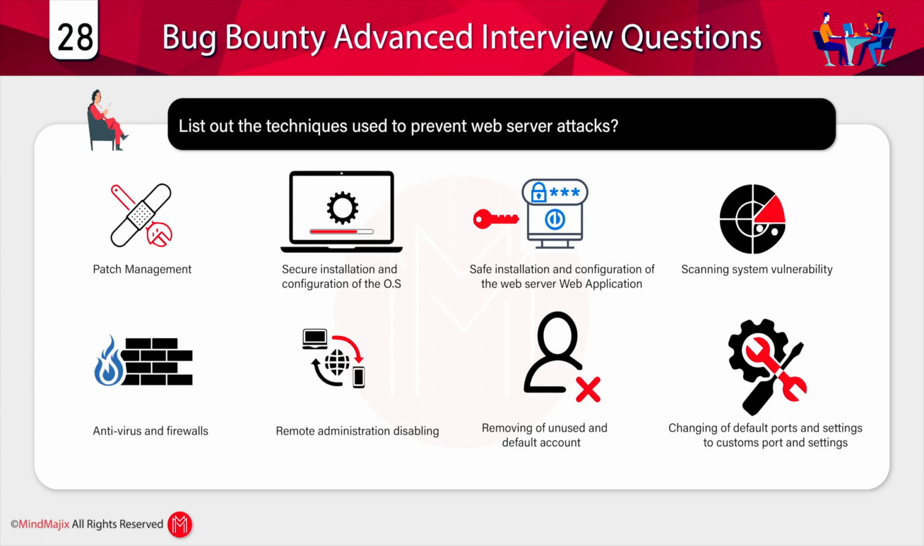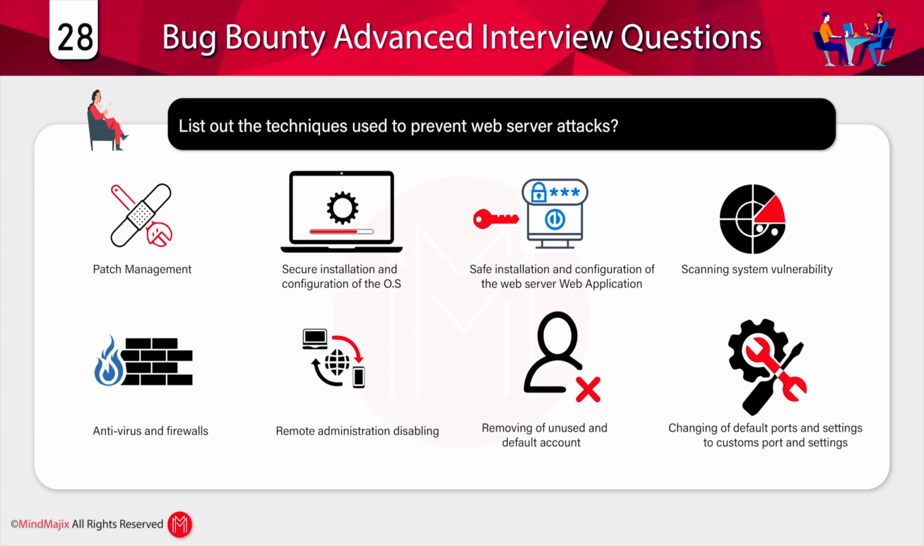Safe installation and configuration of the web server and web application. When you install any web server, whether Apache Tomcat or IIS, or any type of application, you have to configure it carefully. You should not blindly keep clicking next. You have to read the information and, as per your customized requirement, decide which port numbers you are going to use. Everything has to be configured manually as per the web application requirement.